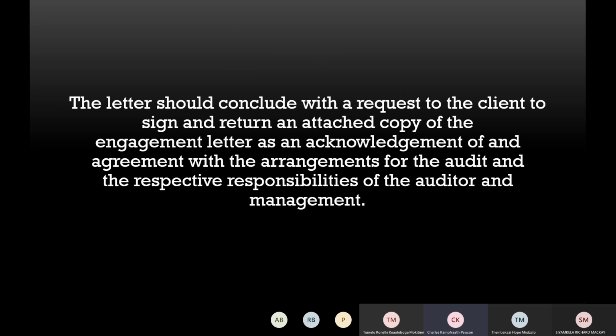So, okay, the letter should conclude with a request to the client to sign and return an attached copy of the engagement letter as an acknowledgement of an agreement with the arrangements for the audit and the respective responsibilities of the auditor and management. You do not start an audit without the signed engagement letter on file. That is extremely important. Any questions up until this point?